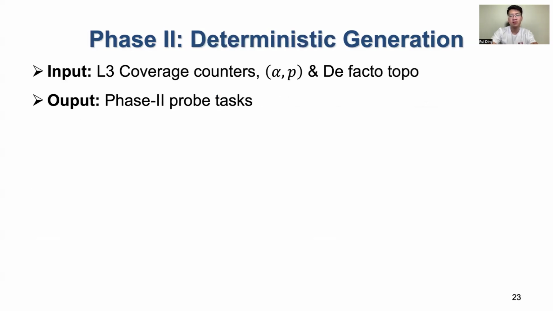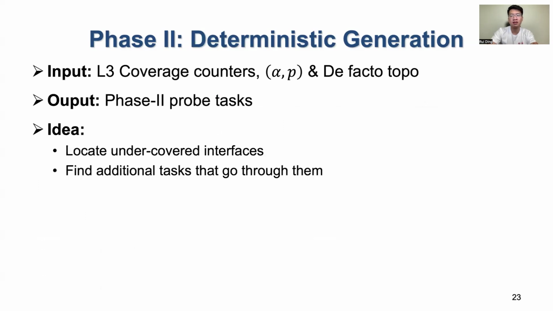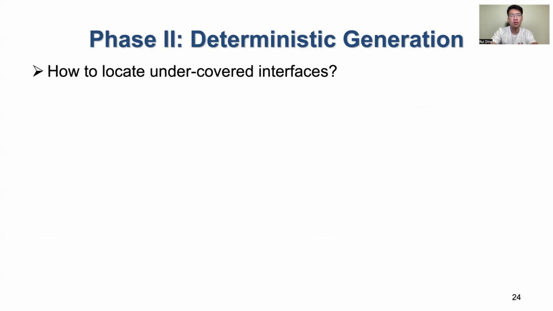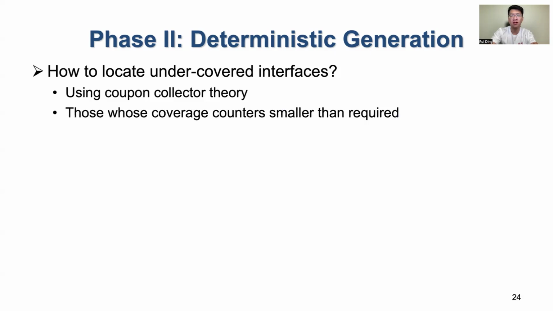Now we discuss phase 2, where we've got our layer 3 coverage counters. The idea is to first locate undercovered interfaces so far, and then find additional tasks that go through them. So, how to locate undercovered interfaces? Well, we again use coupon collector theory to find how many tasks are required per layer 3 interface. Those whose coverage counters are below the required values are our targets.